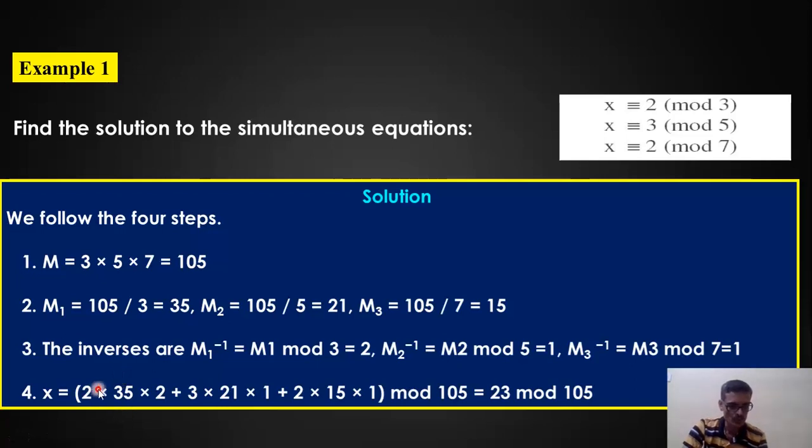So x is equal to 2 into 35 into 2 for the first case. That is, a1 is 2, multiplied by 35, which is M1, and the inverse of M1 is 2. This is the first case. Then 3, that is a2, multiplied by M2, that is 21, then multiplied by the inverse of 21. Then 2 multiplied by 15, and the inverse of that 15 is 1. Mod 105 is 23 mod 105, the same 23 which we got earlier, right? This is, let us say, the first example.